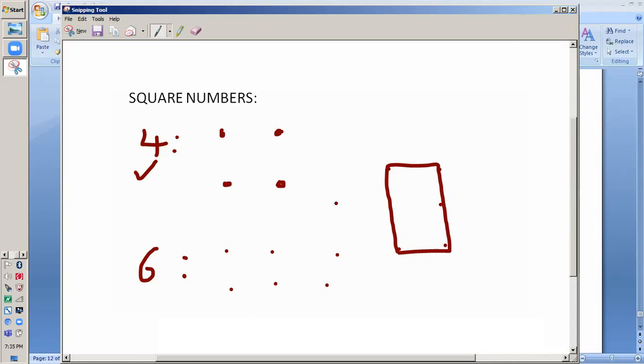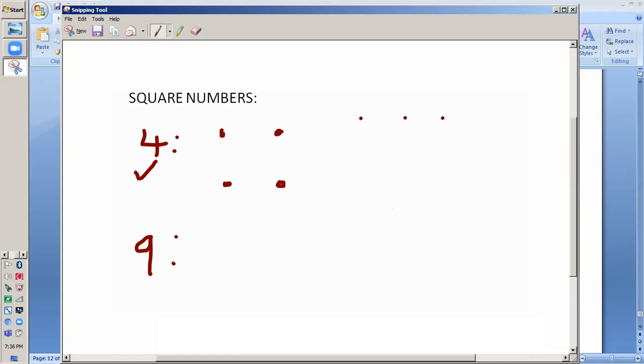All right. So 6 is actually called a rectangular number. What about 9? Can you form a square with 9 sticks? I say yes. All right, let's test it. Is it a square? 3, 3, and 3. Yeah, you get a square. So 9 is a square number.